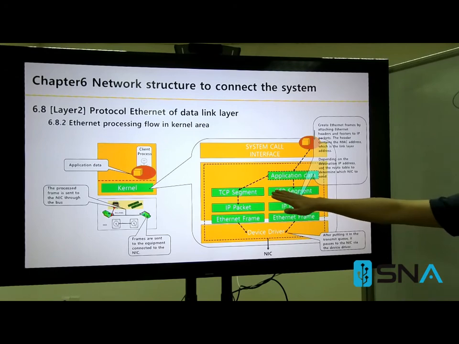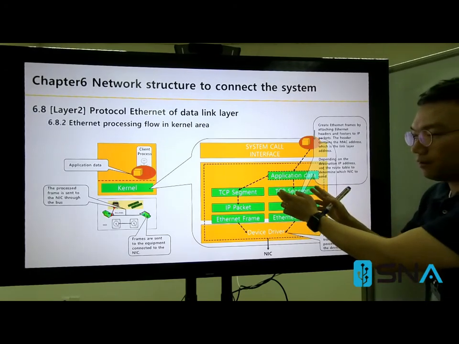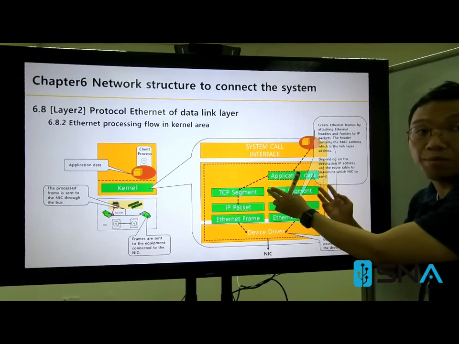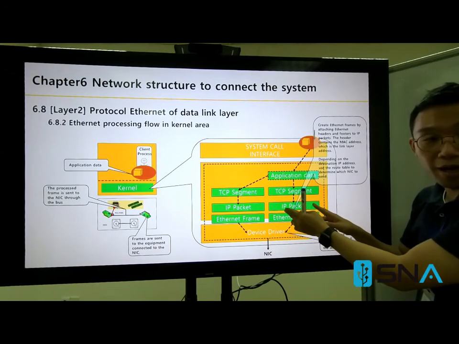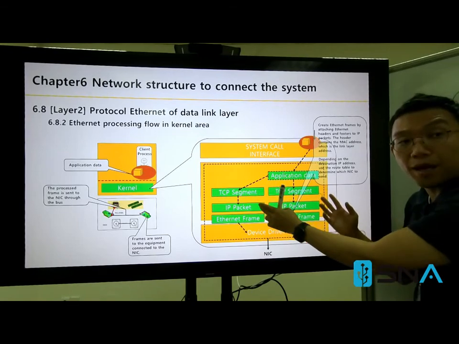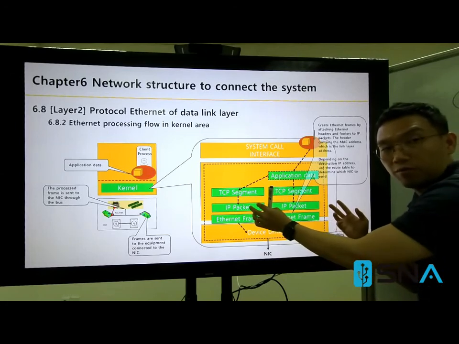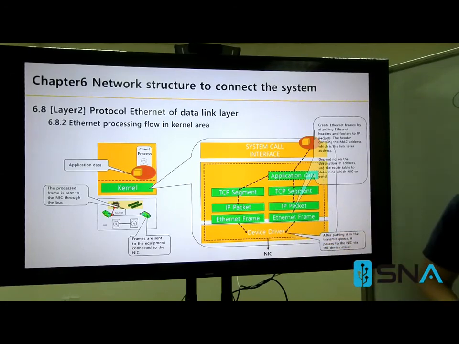So at this time, we have data, encapsulated. It's the TCP packet, then the IP packet, and the Ethernet frame. Do you remember? The IP address can change, but the MAC address cannot change.